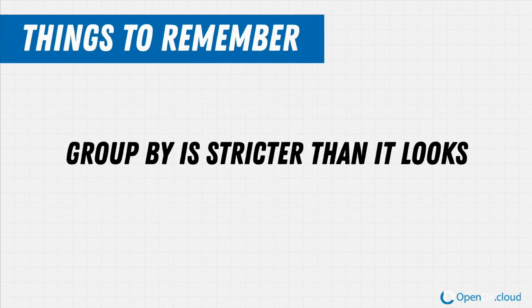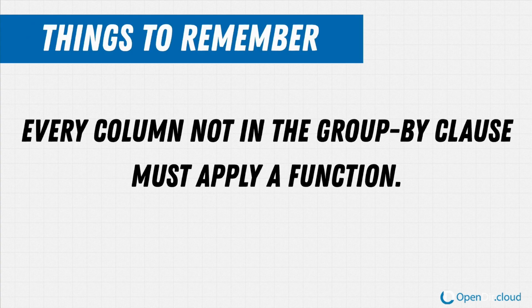Group by is stricter than it looks. You have to remember this. Now, we just saw how powerful this can be. We just saw, hey, I can group stuff. But there's some things that we need to remember, and that is that group by is stricter than it looks. Every column not in the group by clause must apply a function. And that's what we saw when we did comma employee number. It exploded in our face, right? Let's take a look at that again.